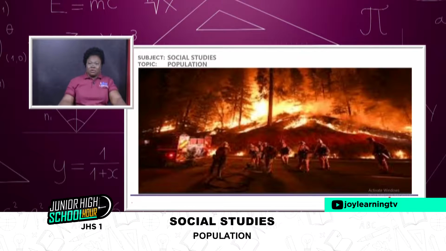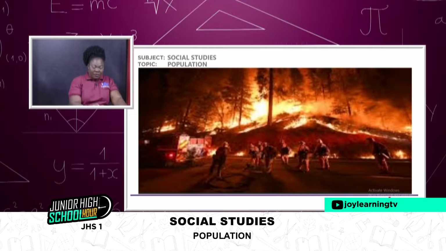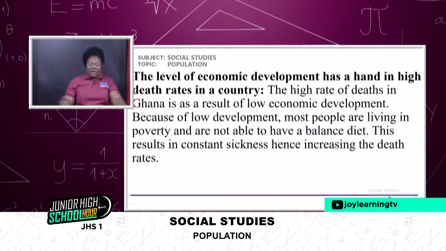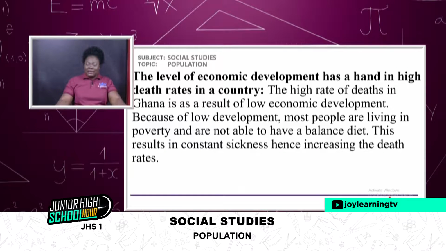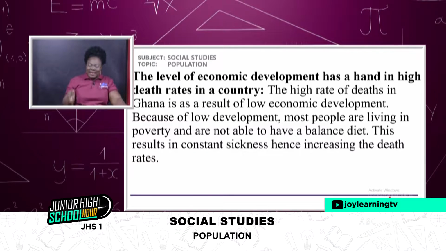Now, I'm sure you have just mentioned what has happened here in the picture. Fire outbreak. Fire all over has gutted the community. Now, the level of economic development has a hand in high death rates in the country. The high rate of death in Ghana is as a result of low economic development. Because of low development, most people are living in poverty and are not able to have a balanced diet.